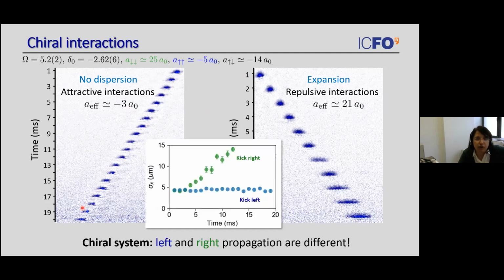And we can formalize it just by looking at the longitudinal size versus time. On the kick to the right, we see this quick expansion. On the kick to the left, we see the size staying constant. So the fact that these two directions are behaving so differently is telling us that the system is chiral.